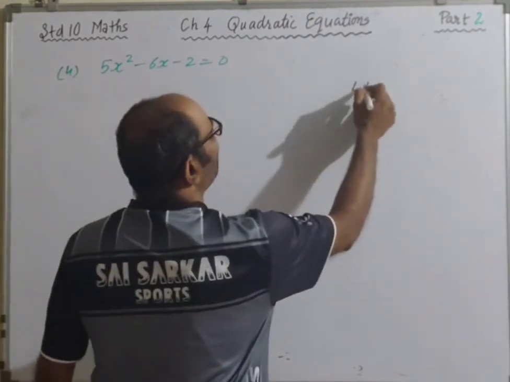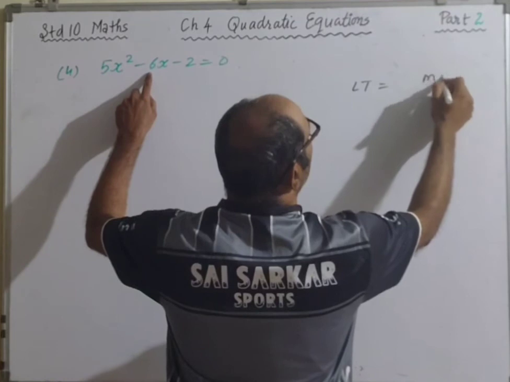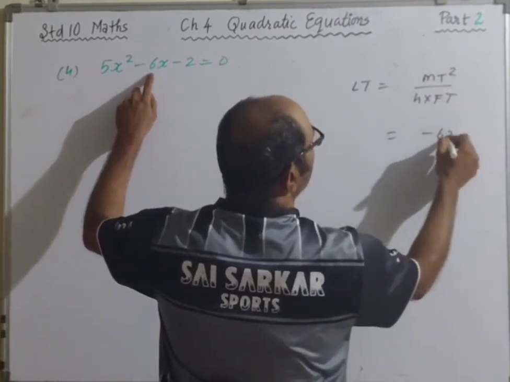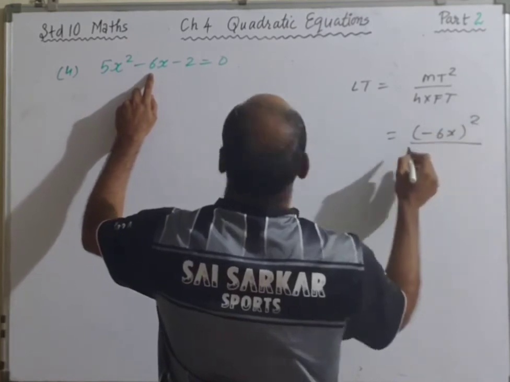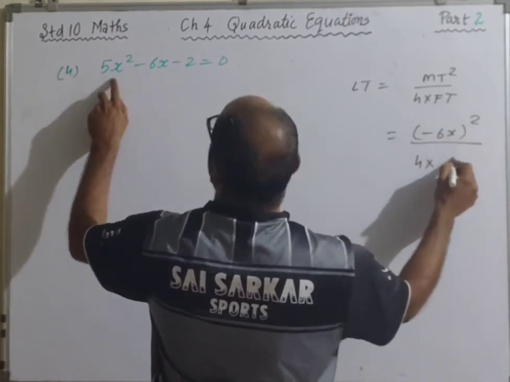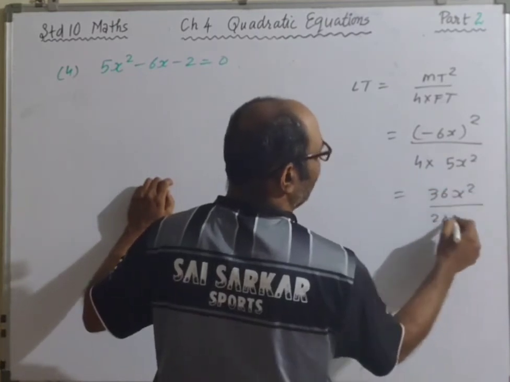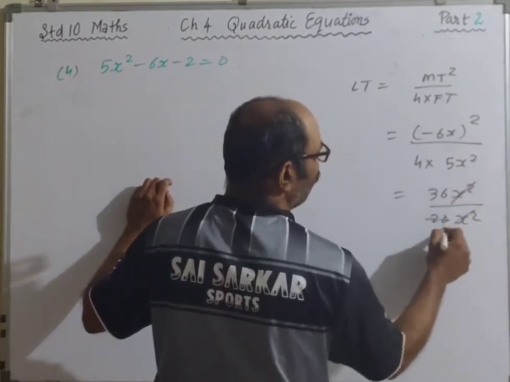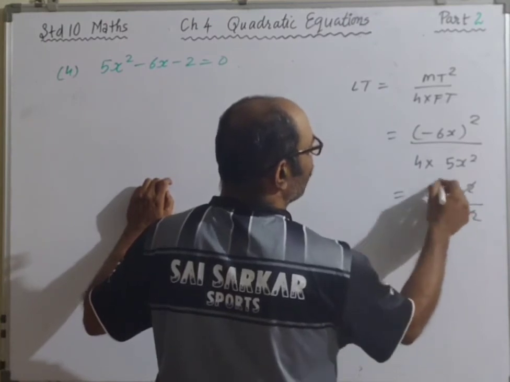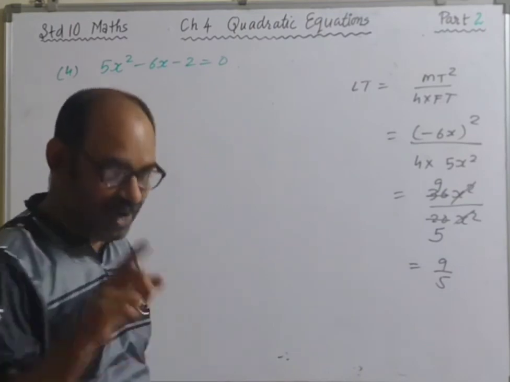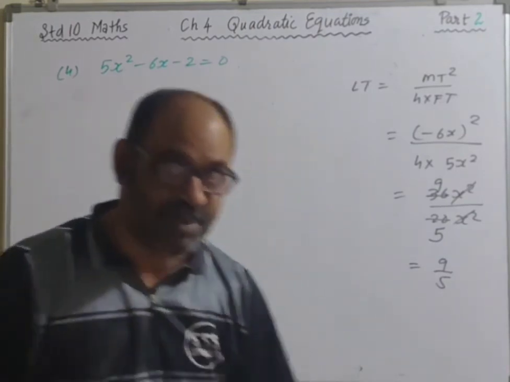Find the middle and last term. Middle term square upon 4 into first term, that is the formula: minus 6x whole square upon 4 into first term, that is 5x square. This is 36x square upon 20x square. This cancels. 4 5s are 4 9s are, so you got 9 upon 5. A fraction came. The last term is a fraction.